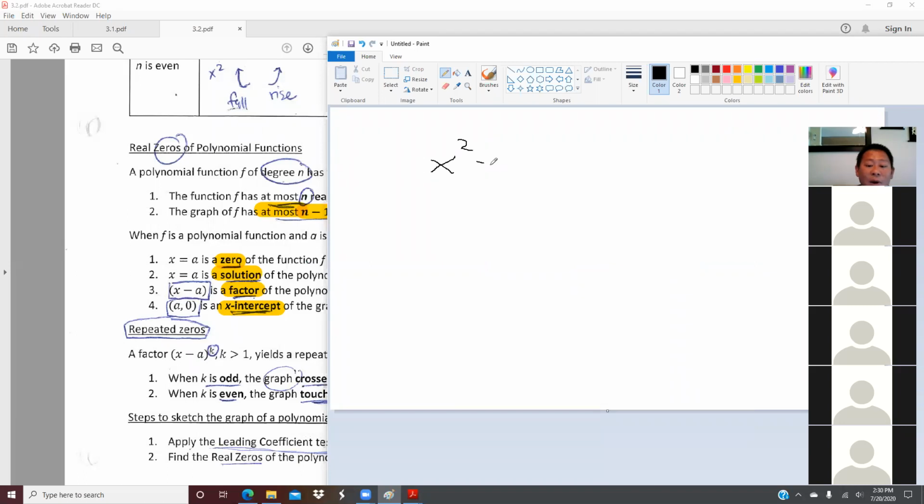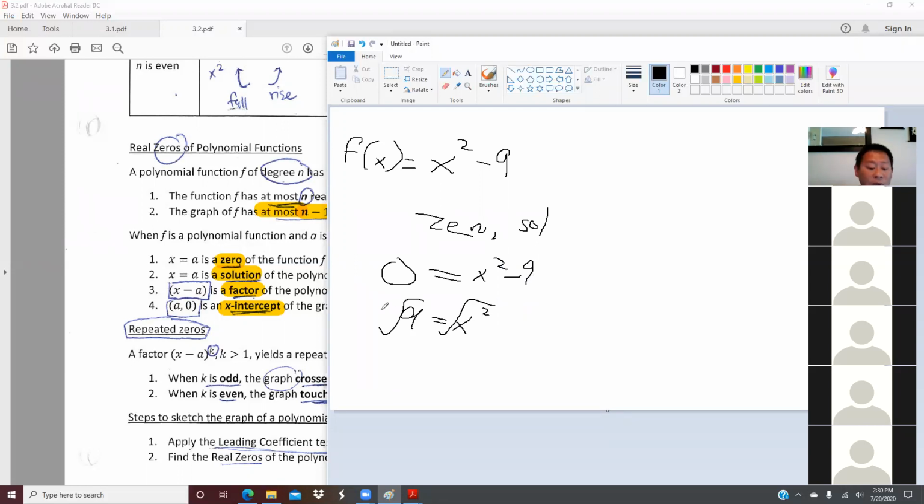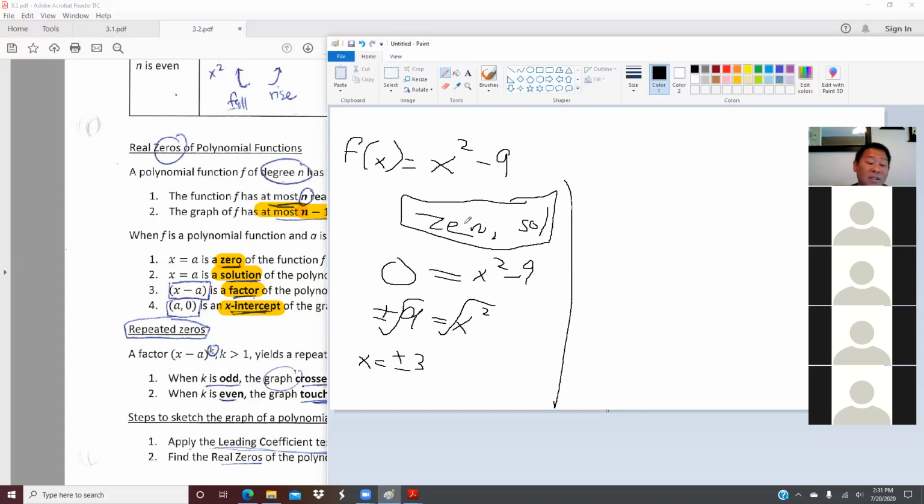So for example, take x squared minus 9. This is an easy function. What happens if I want you to find a zero or a solution? In order to find the zero, you put 0 equals x squared minus 9 and then solve it. You move the 9 over, and then you take the square root of it, and every time you take the square root you need to put plus and minus. So in this case you get 2 answers, x equals plus or minus 3. This is what I call a zero, or a solution.